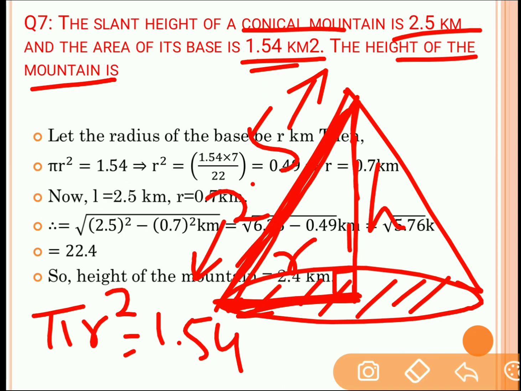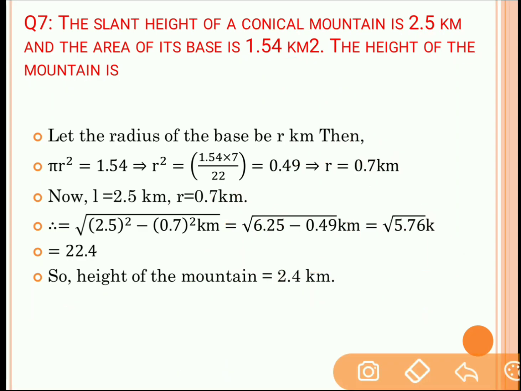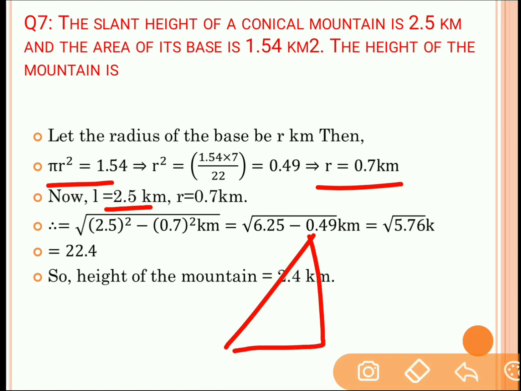So in the right angle triangle we will use the Pythagoras theorem, that is h square plus r square is equal to 2.5 square. We can get the radius from the given equation. So pi r square is equal to 1.54 and the radius is equal to 0.7 km from solving this equation. Now the slant height is 2.5 km. So we have the radius r value and the slant height value, and from the Pythagoras theorem we can find out the value of h.